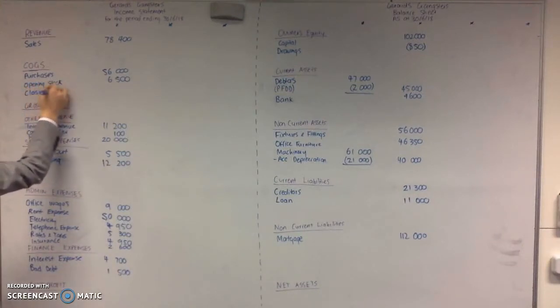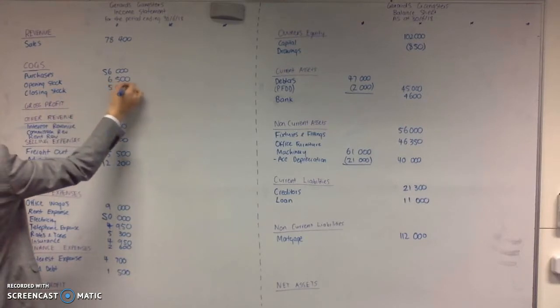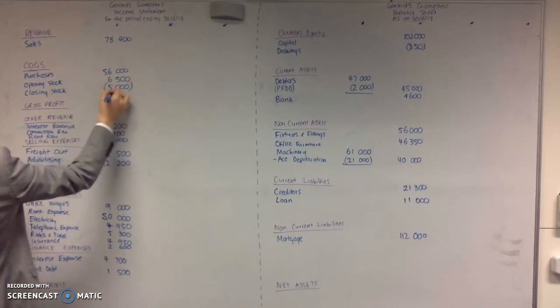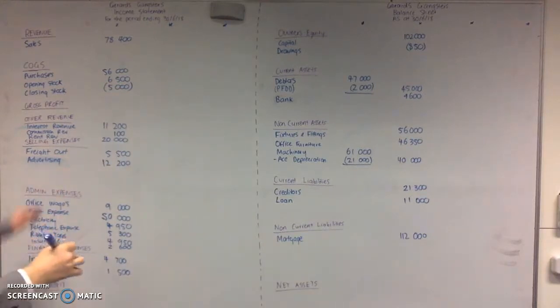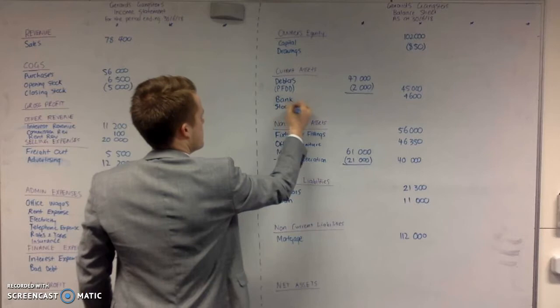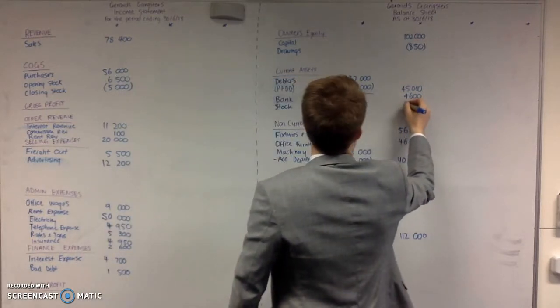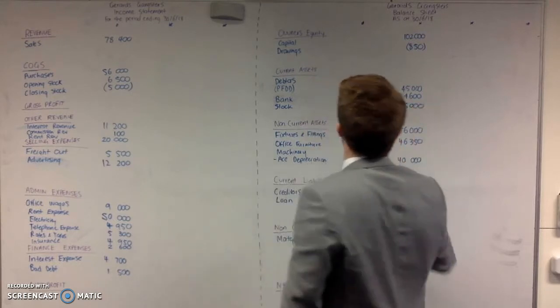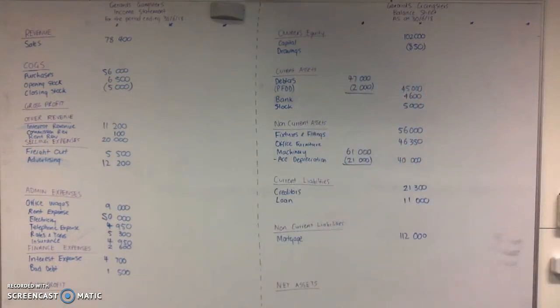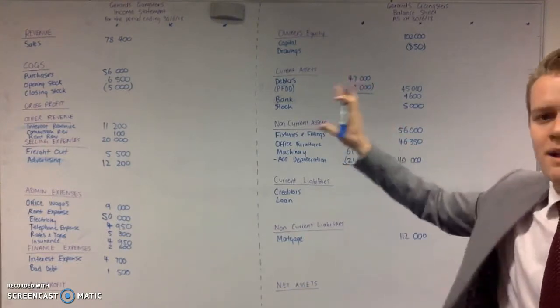A lot of people miss this one. So it's 5,000. We know it's a negative COGS figure, and it's also a current asset in the second column. All right, so that's everything in terms of the accounts going into the statements. Clearly, we have to balance up here.